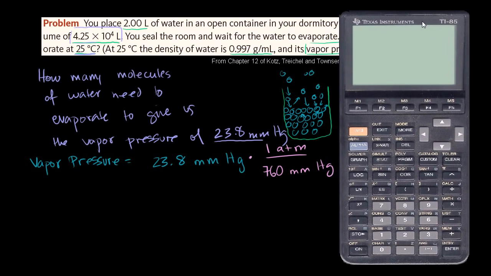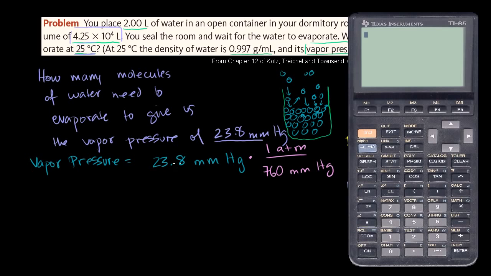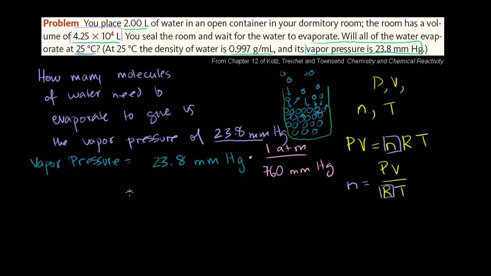Get the calculator out, put it right over there. So it's going to be 23.8 times 1 over 760, or just divided by 760. And we have 3 significant digits. So it looks like 0.0313. So this is equal to 0.0313 atmospheres. That is our vapor pressure. So let's just deal with this right here.